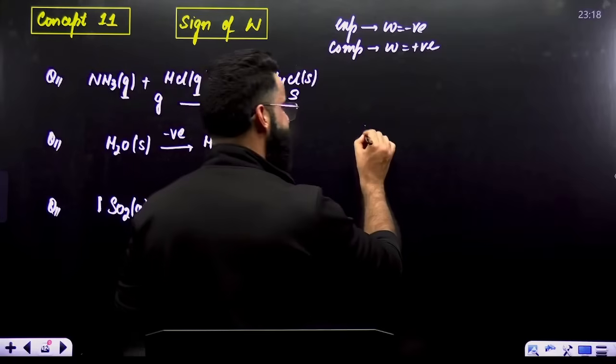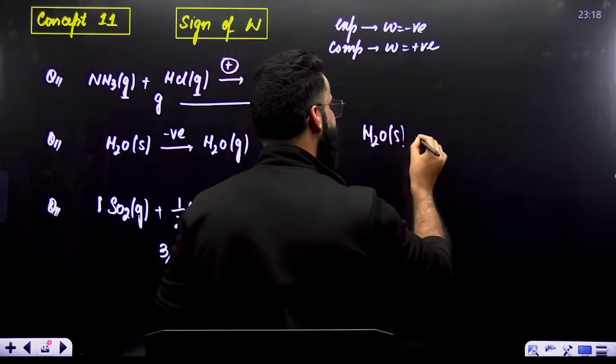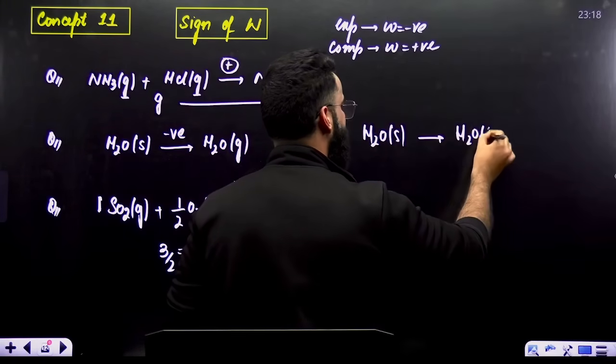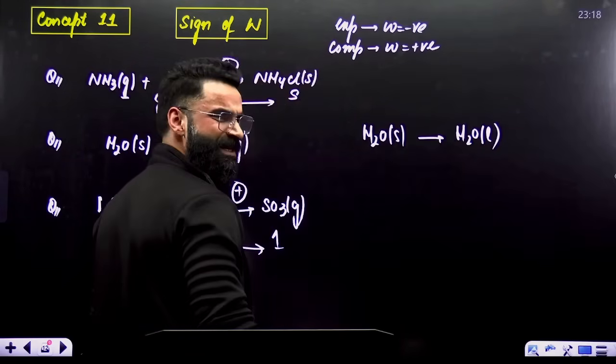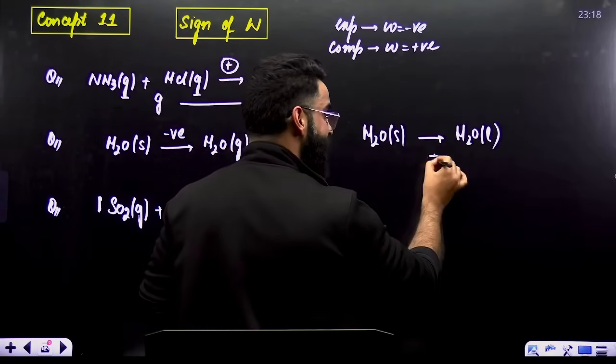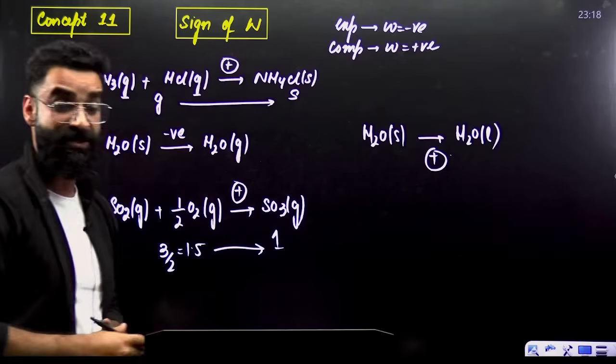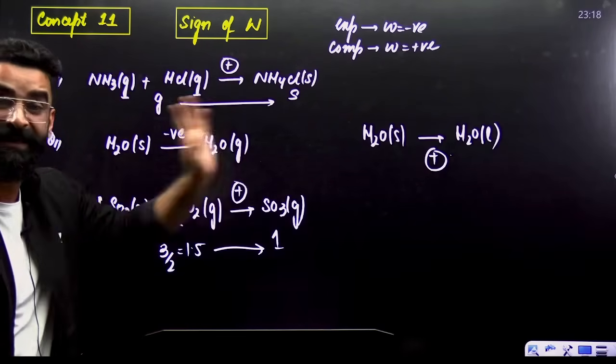There is one exception here, my dear students. H2O solid, when it gets converted into H2O liquid, normally what should happen? Normally it should be the case of expansion, so the W value should be negative. But remember, in this particular case, the W value is positive. It's a case of compression, basically. Okay, remember this as an exception.